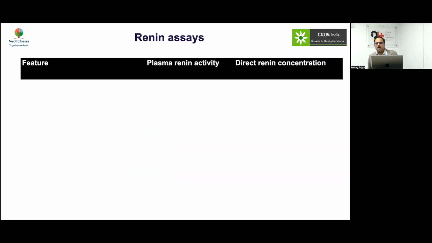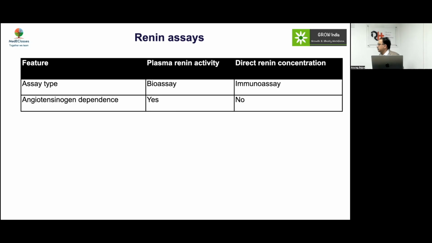Now, we all know that there are two types of assays available. One is the renin and the other is the direct renin content. So plasma renin activity is basically a bioassay, and direct renin is essentially a form of an immunoassay in which you are measuring the renin content in that perspective.